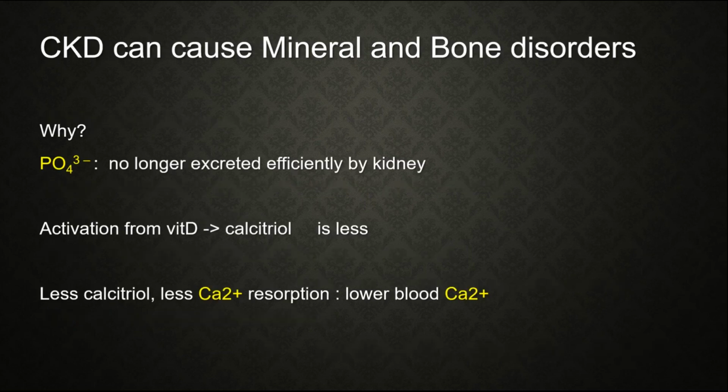Chronic kidney disease can cause mineral and bone disorders. Why? Phosphate is no longer excreted efficiently by the kidney. Activation of vitamin D, that is calcitriol, is reduced: less calcitriol, less calcium reabsorption, and lower blood calcium level.